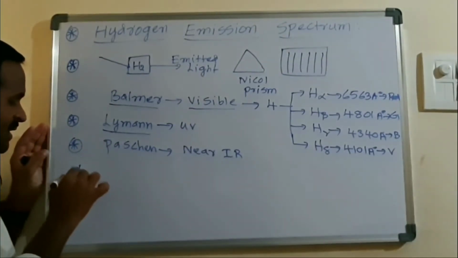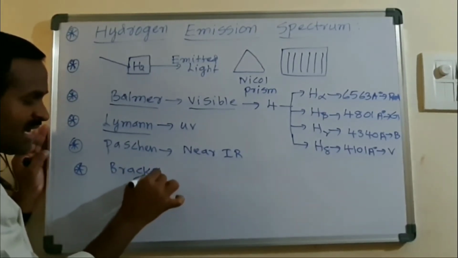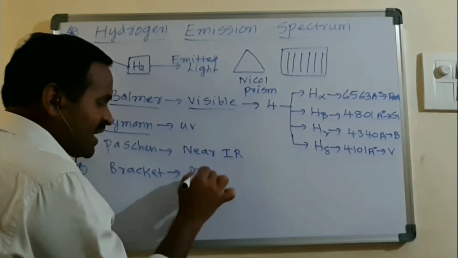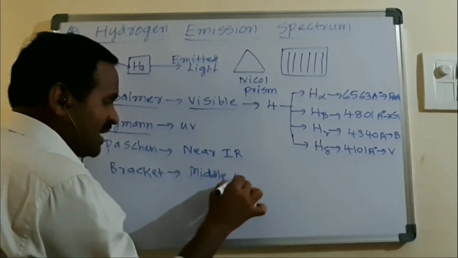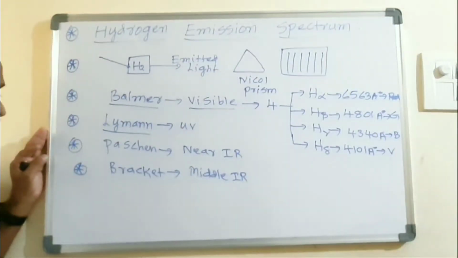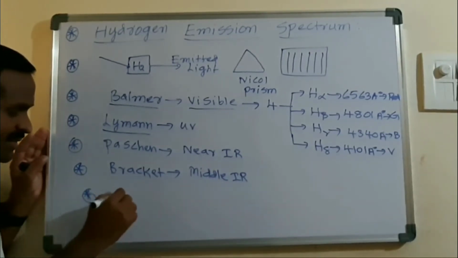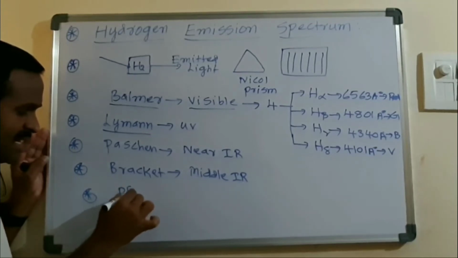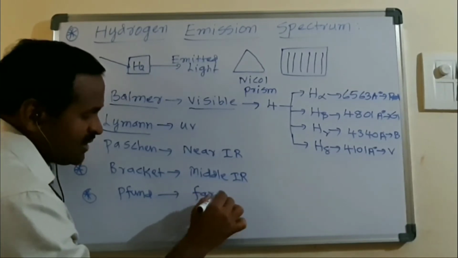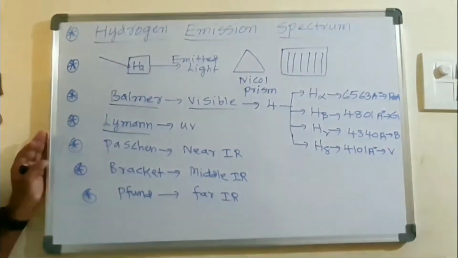And later, Brackett is another scientist. Brackett found some spectral lines in the middle infrared region. Those spectral lines are called the Brackett series. Whereas the other one, Pfund is another scientist. He found some spectral lines in the far infrared region, and those spectral lines are called the Pfund series.